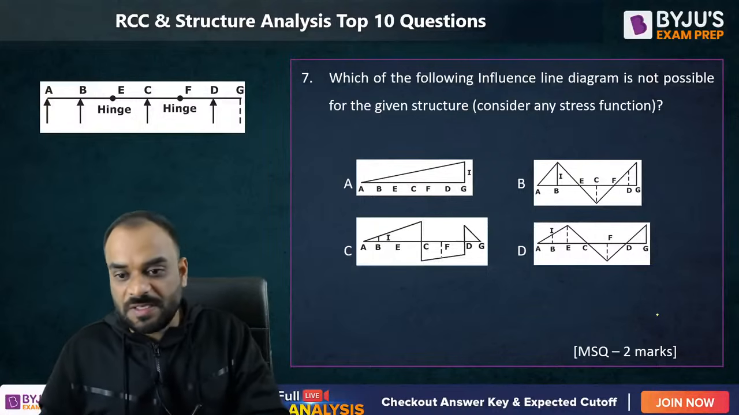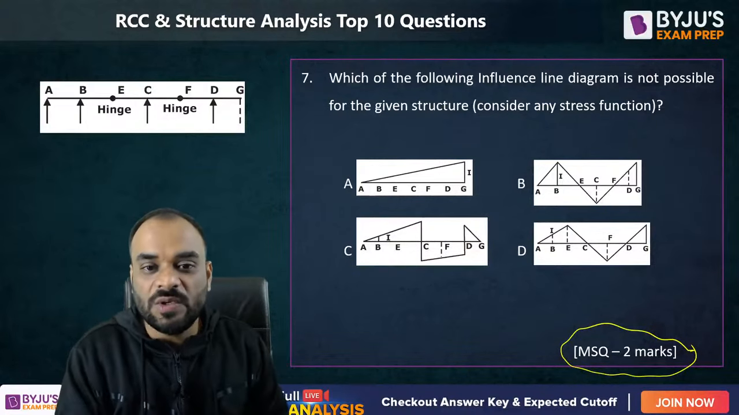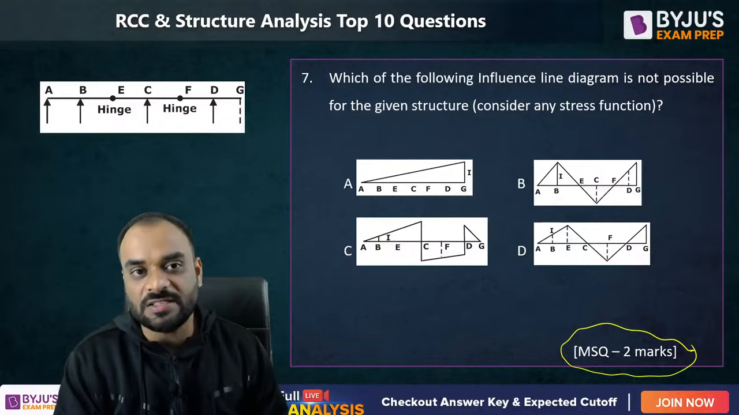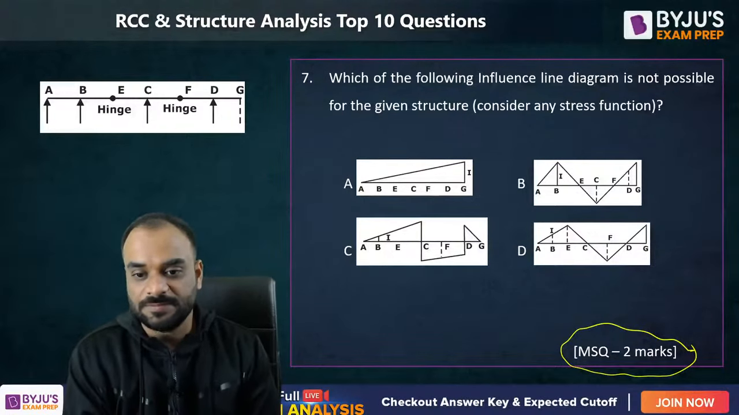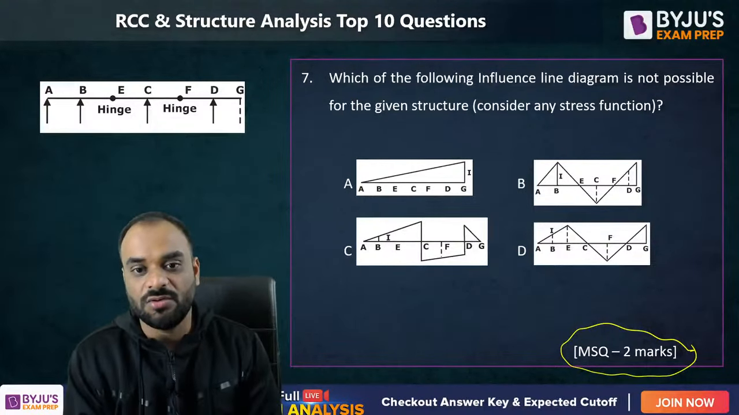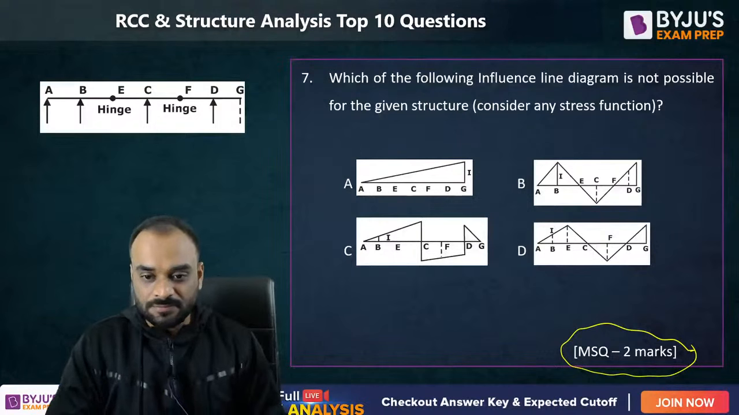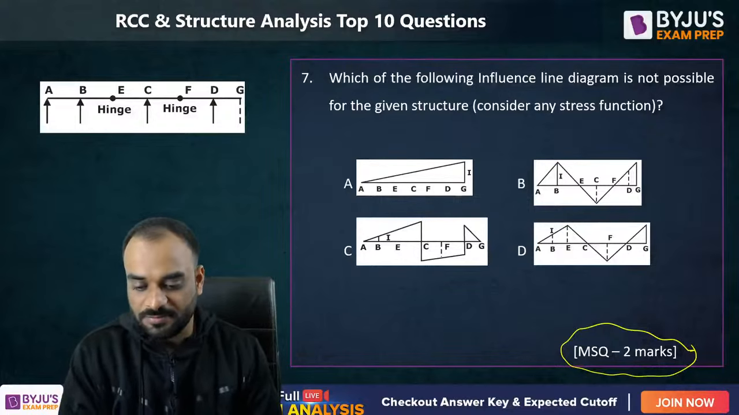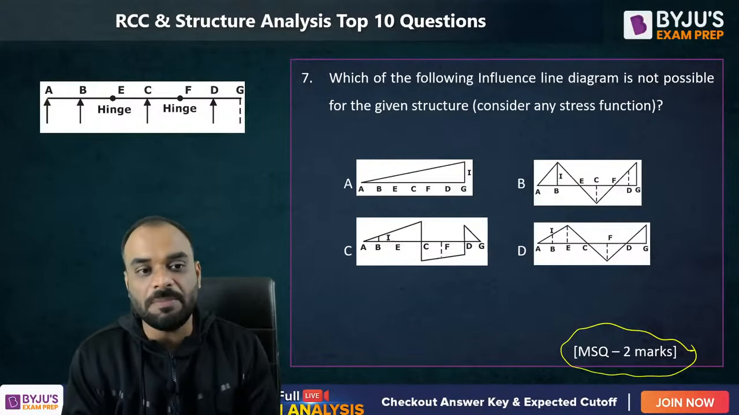Now, this is the question which is basically a MSQ question. Why is it an MSQ question? Because it is a little bit tricky one. You need to tell me, guys, out of these ILDs, which of the following ILDs are not possible? Tell me, guys, out of these 4 ILDs, how many ILDs cannot be possible for the given structure? And that is the question. Tell me, for any type of stress function, which of the following ILDs cannot be possible?